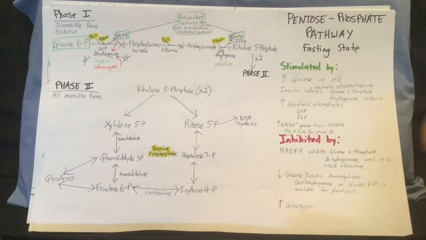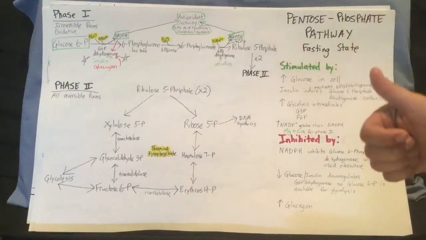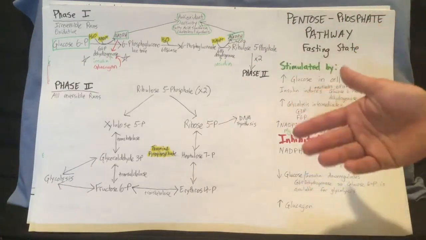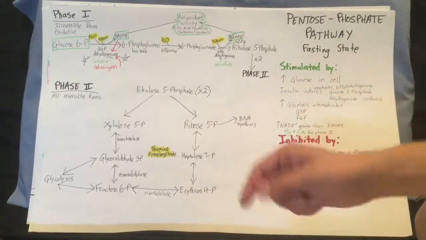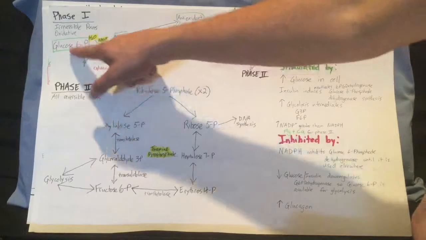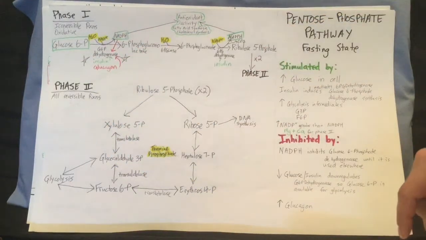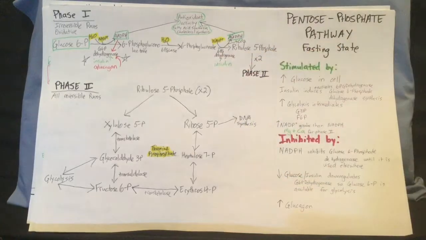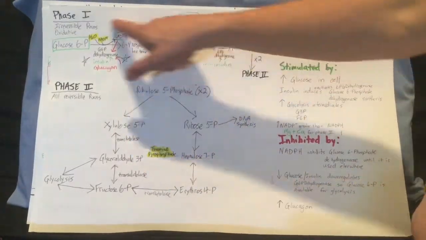Now, this pathway is stimulated by excess glucose in the cell. Don't need it for glycolysis, so it's going to come over this way. And insulin, if we've got excess glucose, we've got insulin. It induces glucose 6-phosphate dehydrogenase synthesis. So it's going to actually make more of these enzymes to make this happen more. And it also activates 6-phosphogluconate dehydrogenase. So it makes more of these, and it also activates these. That's going to help this whole process along.